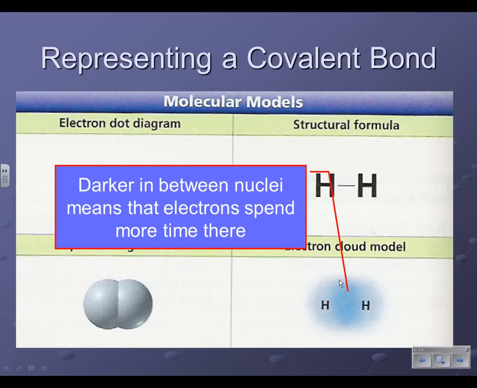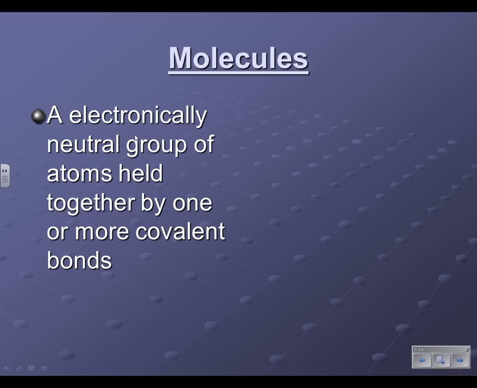What we have just done with introducing the idea of covalent bonding, showing you these models here, is we are representing something that we call a molecule. A molecule is an electronically neutral group of atoms held together by one or more covalent bonds. So a molecule is a group of atoms held together by covalent bonds.